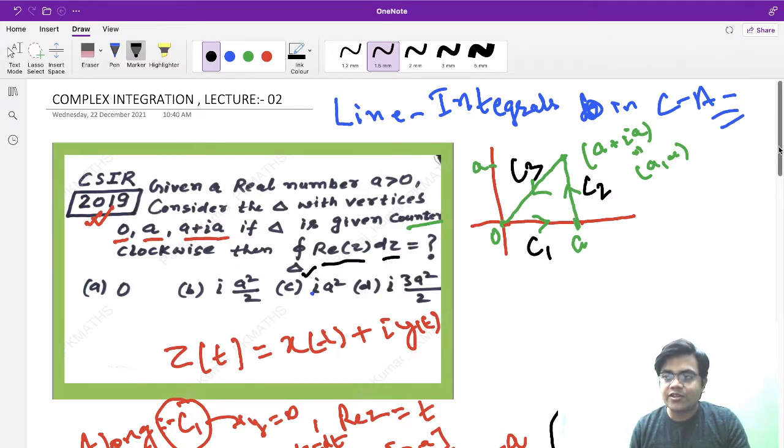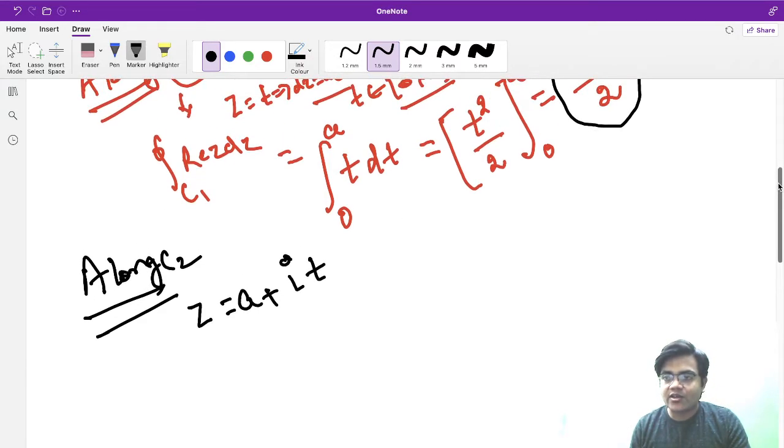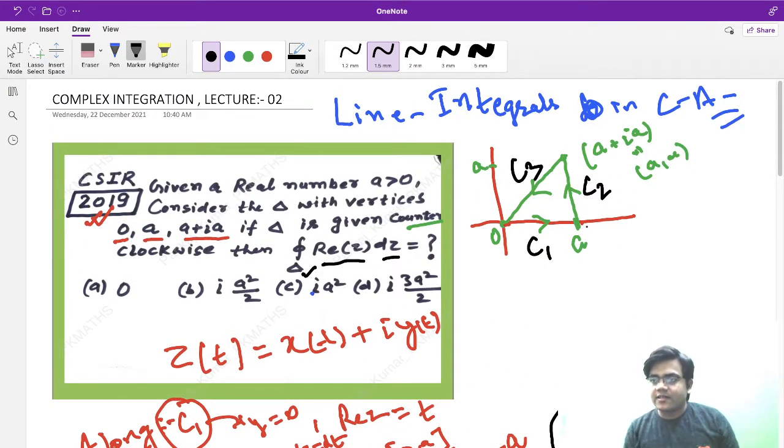Okay, how shall you write your z? Your curve will be what? A plus iota t. Do you people agree? A plus iota t. Yes. Why? Because you can see that here x is equal to a, and your y is moving. You are moving along this vertical line, so certainly y varies, and from where to where? Certainly you can see y varies from y equals 0 to y equals a.